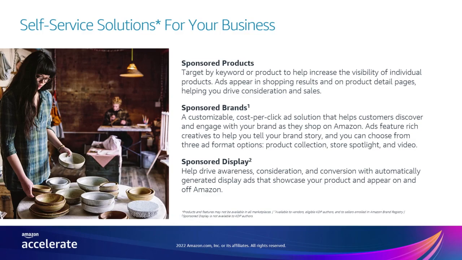Sponsored Brands is a customizable cost-per-click ad solution that helps customers discover and engage with your brand as they shop on Amazon. The ads feature rich creatives to help you tell your brand story, and you can choose from 3 ad format options: Product Collection, Store Spotlight, and Video.